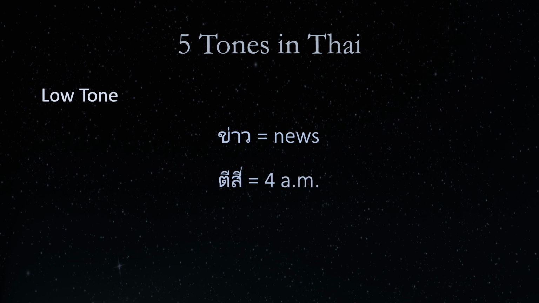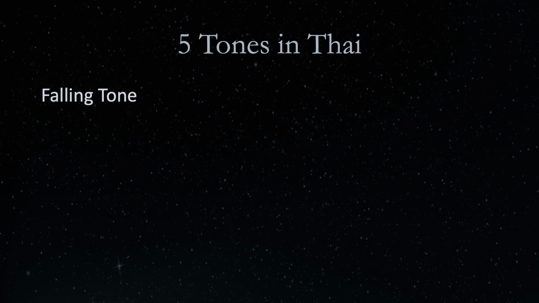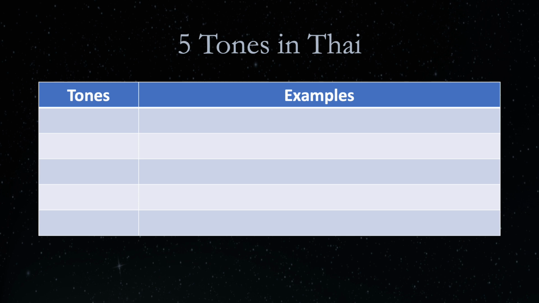Last but not least is the falling tone. In the falling tone, the pitch begins higher than the middle and falls distinctly. For example, khao, meaning rice or food in general. Khao. Those are the 5 tones in Thai.